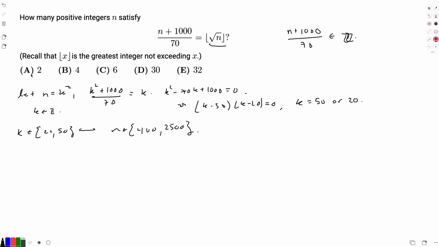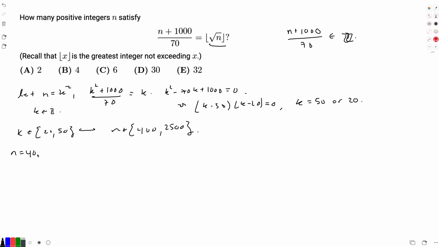Now we may be hasty enough to circle 2, and our answer would be wrong. The reason is that we can have the left side being an integer, and when we floor the decimal expansion of the square root, we get an integer as well, which is equal. So let's consider when n is equal to 400.